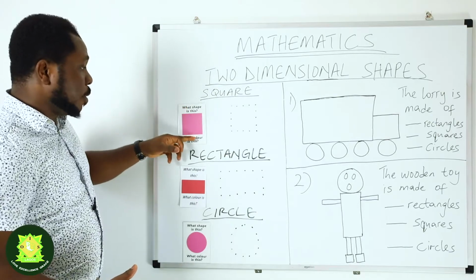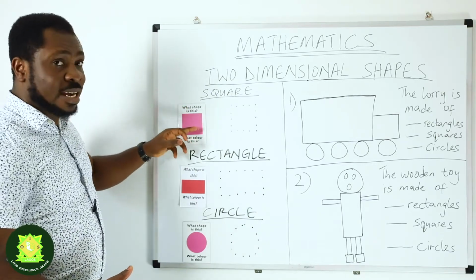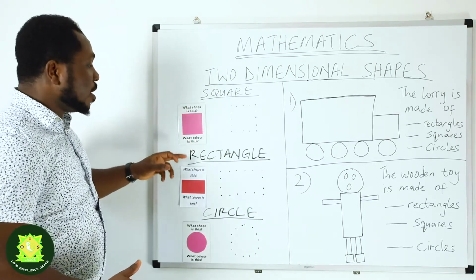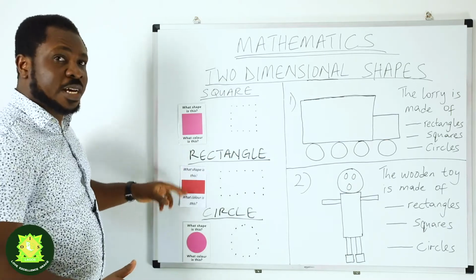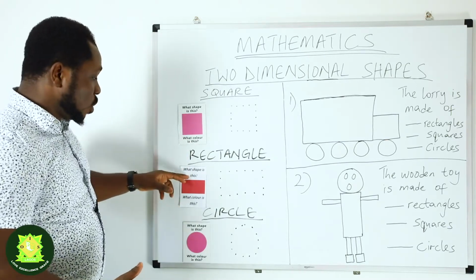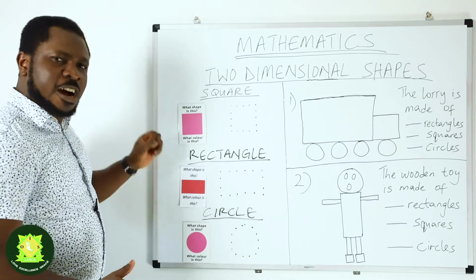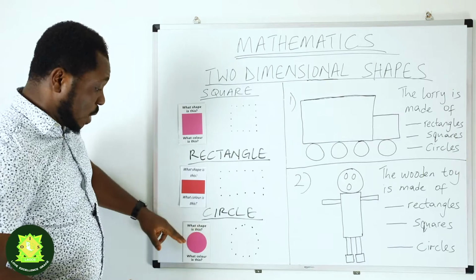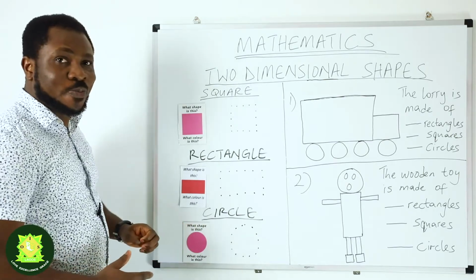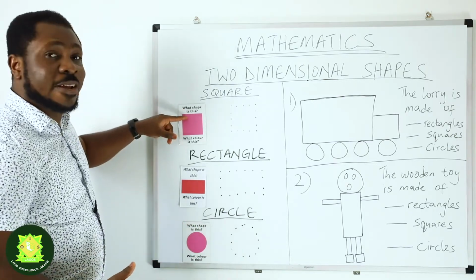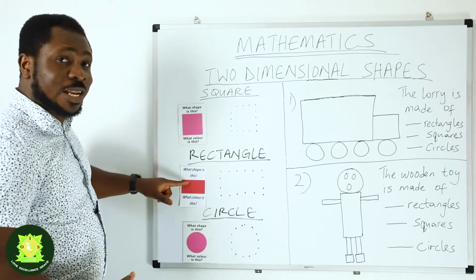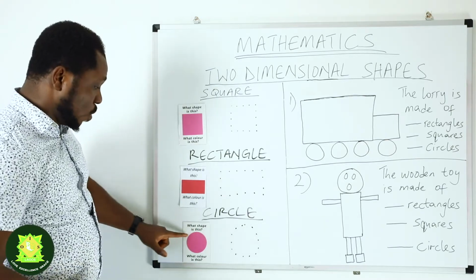The top, the bottom, the left, and the right side are of the same length. The rectangle has two pairs of sides of the same length. The top and the bottom are of the same length, and the left and the right side are of the same length. While the circle is a continuous circle. So this is what the square looks like. This is what the rectangle looks like, and this is what the circle looks like.